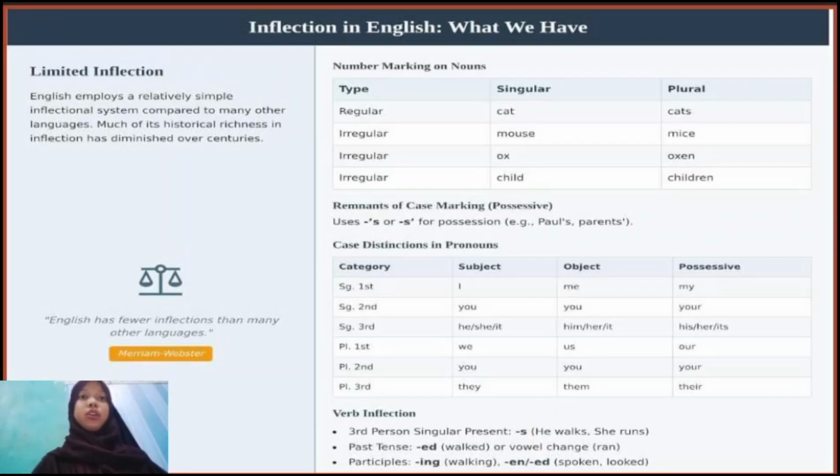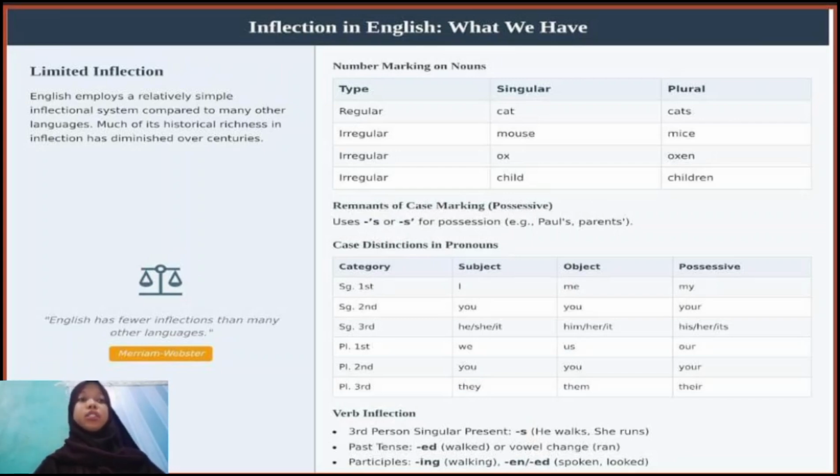And then there's number marking on nouns. Regular nouns add s, like cat becomes cats, but English still has some irregular plurals, such as mouse becomes mice, ox becomes oxen, or child becomes children. These forms come from an older stage of English.